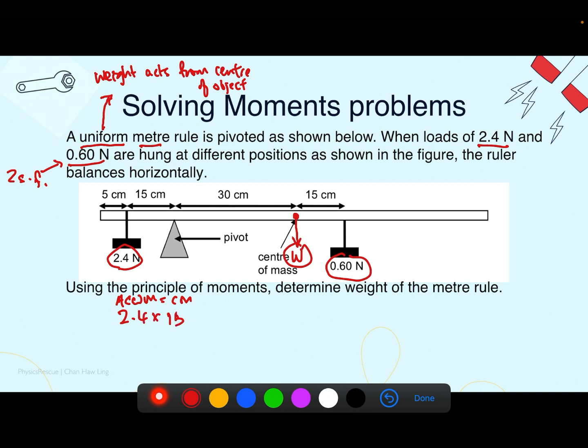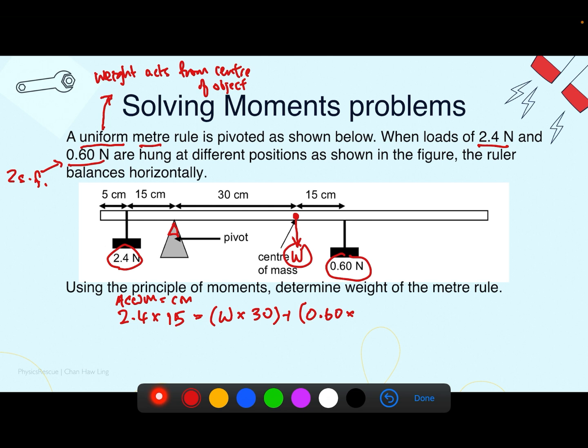Do we need to convert the cm to meters? In this case, because cm is used on both sides, you do not need to convert because they will cancel off anyway. So you just need to be watchful about the perpendicular distances. Because for W, it's quite straightforward, W times 30, right? But for 0.6 Newton, you need to be careful, and you must remember that the perpendicular distance is from the force to the pivot, right?